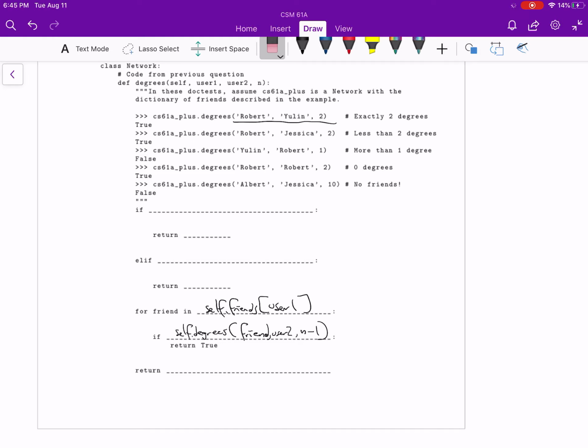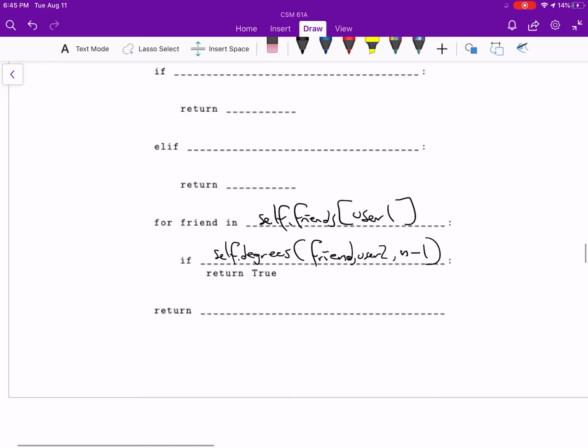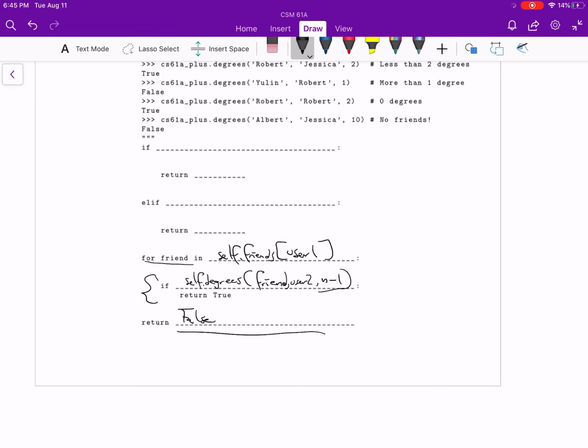Great, so let's also figure out what we return if none of these are true. So either if you don't have any friends or none of your friends are the right amount of degrees away, well, then you're not, by definition, that many degrees or less away from user 2. So then we can just return false.